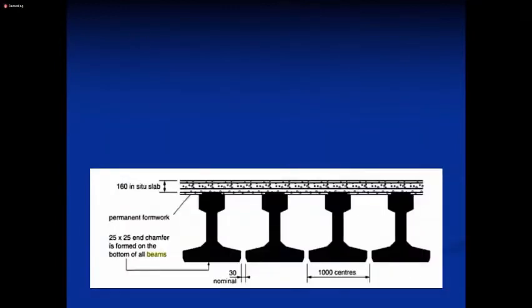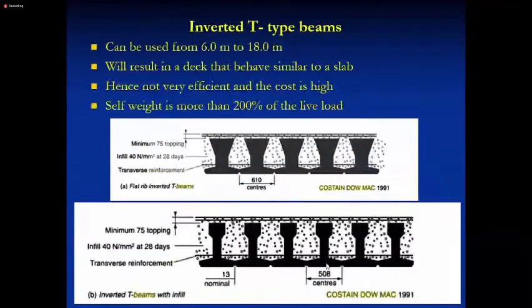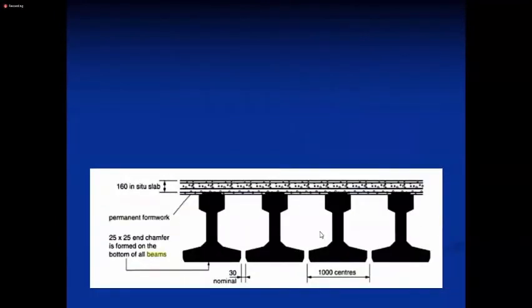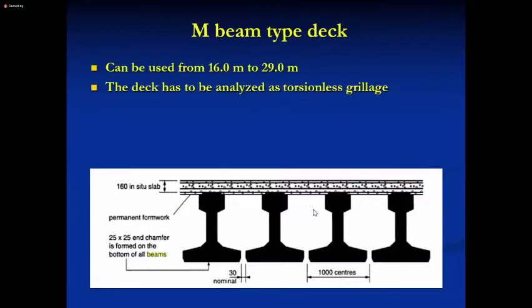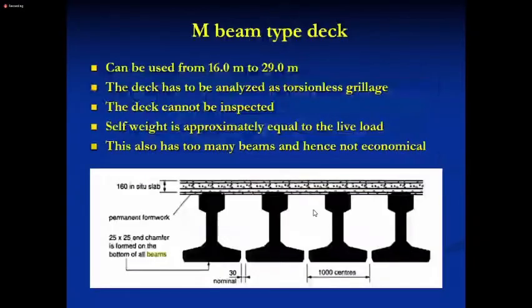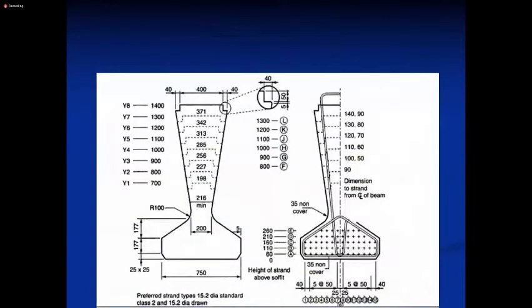And then people learned that this bridge is too heavy, and for longer spans of more than 14-15 meters, this is cheaper. So people started going for something above 17 meters. They started using these bridges. These are called MB bridges. And 16 to 29 meters they use.